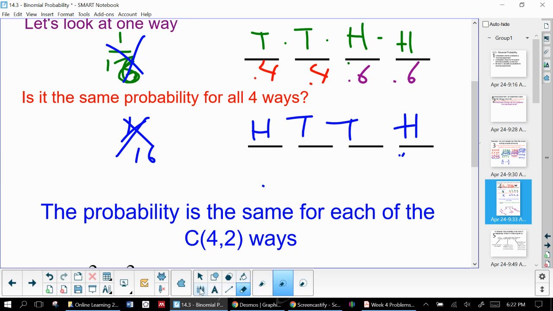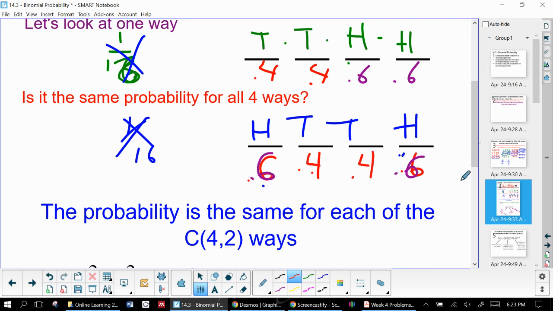The probability of getting heads, just like we said, was going to be 0.6, and that heads is 0.6. And then the tails would be 0.4. I want those to be red. 0.6, 0.6, and then our tails, 0.4, 0.4. It doesn't matter which order these are in.